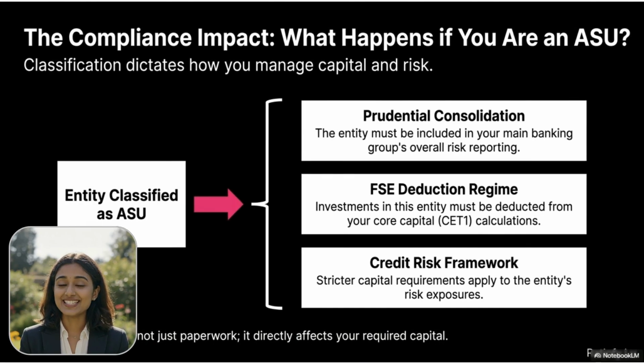What happens if your entity is classified as an ASU? It impacts your prudential consolidation, the FSE deduction regime, and your credit risk framework. This is more than just paperwork. It directly affects your required capital.